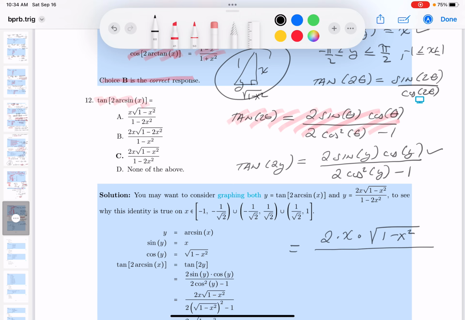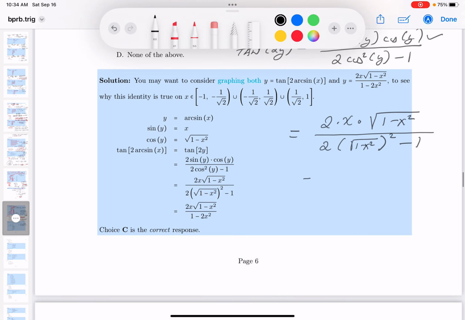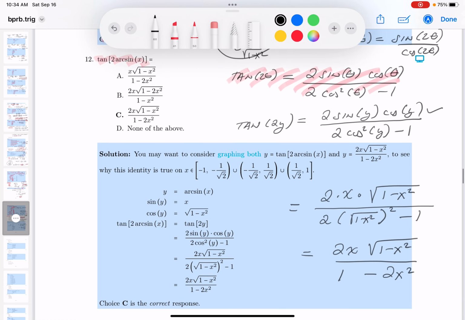On the bottom, it's going to be 2, and then cosine squared. Well, cosine turned out to be this over here. We'll do that momentarily. And then minus 1. Let's keep moving along. What do you get there on top? 2x, the root of 1 minus x squared. What do you get on bottom? Well, when you square that root, you get 1 minus x squared, so you get 2. And 2 minus 1 is 1 minus 2x squared. All right? What I would do is look at the key. And what am I looking at? I'm looking at this over here.